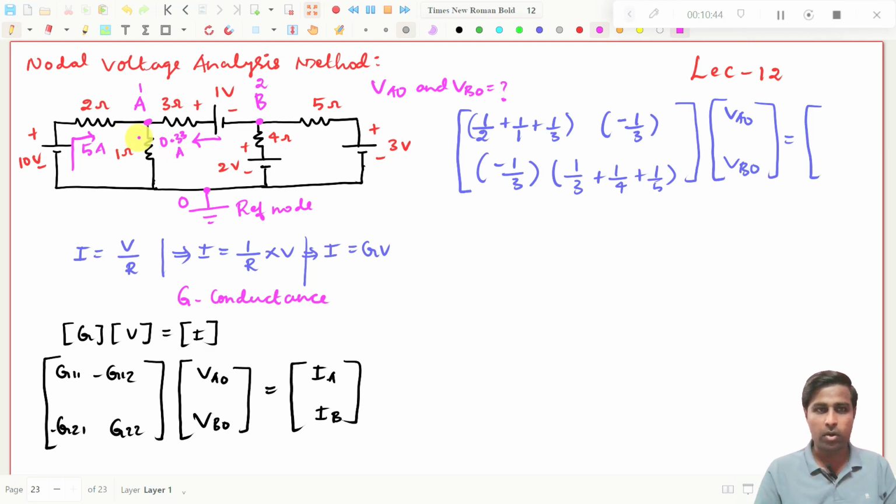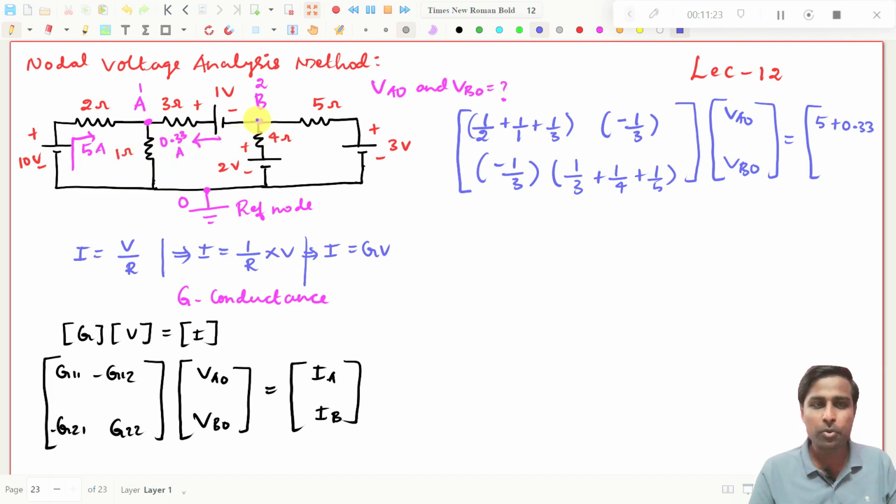That's all, right? So there are 3 branches, and I have drawn the current directions. Now, if the current is coming towards the node, you write that current in plus. If the current is leaving the node, then you write that current in minus. Here in the place of IA, 5 amperes is coming towards the node as well as 0.33 amperes also coming towards the node. So you get 5 plus 0.33. That is the current value. This branch doesn't have any current.